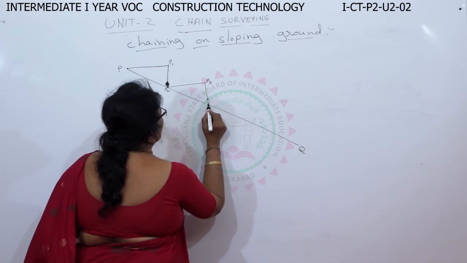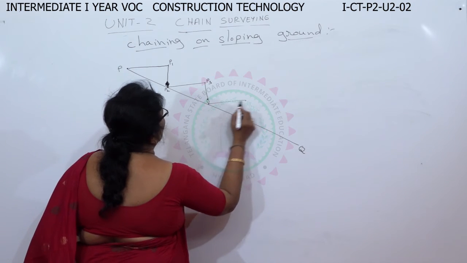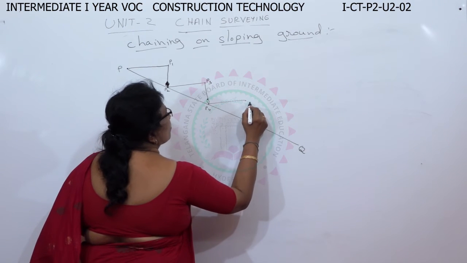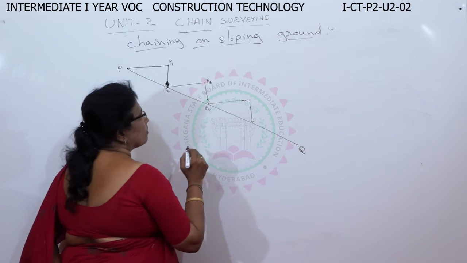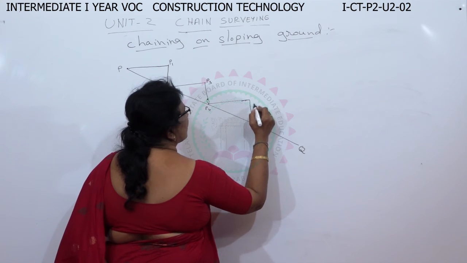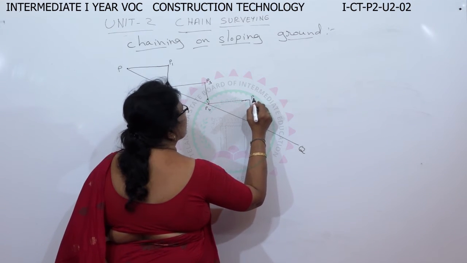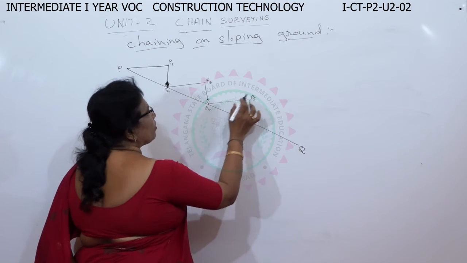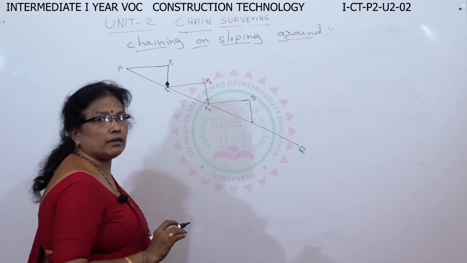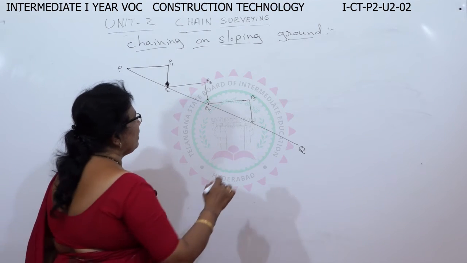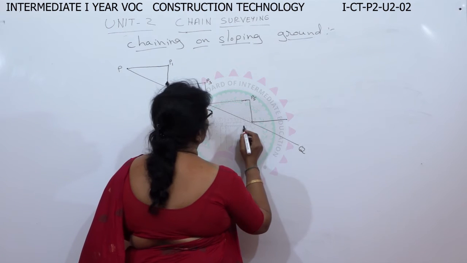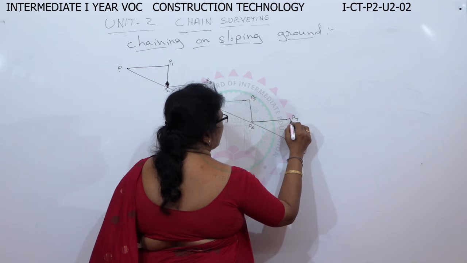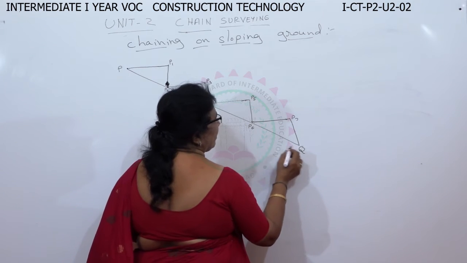Now again, same procedure. Again, the person will come here, P4, and the person holds a plumb bob and he will stand here and again bring it in a straight line, and again this measurement P4 and P5 is done with the help of a chain. Finally, you will reach your point P6 and P7. This process is continued till the end.